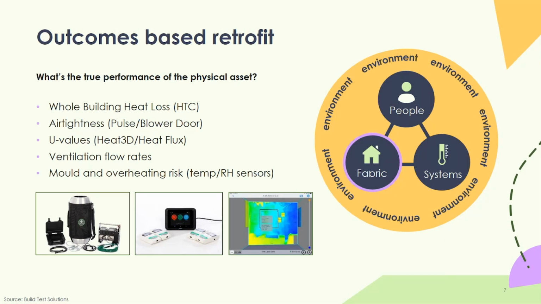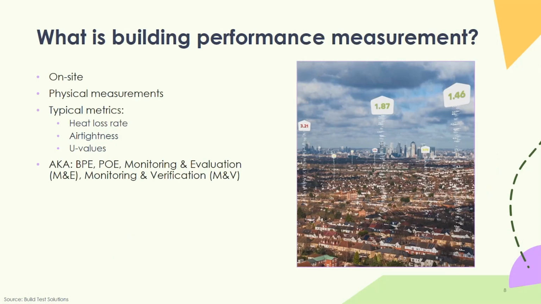And from some of that, you can also start to determine mold and overheating risk from some of these environmental condition sensors, temperature and relative humidity sensors, which we'll come back onto in a moment. So I would surmise what building performance measurement is as something that's carried out on site, physical measurements at a given point in time, typically measuring things like the heat loss rate, the air tightness, U values. And there's all sorts of terms bandied around, but it could otherwise be known as the building performance evaluation.